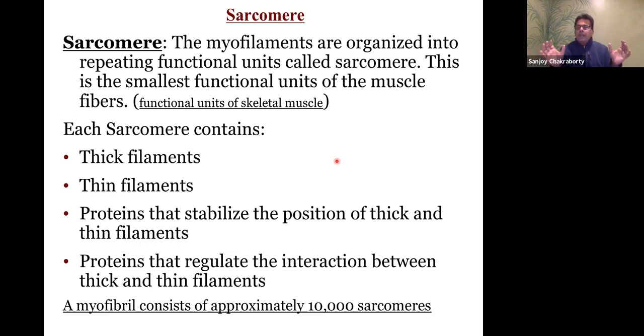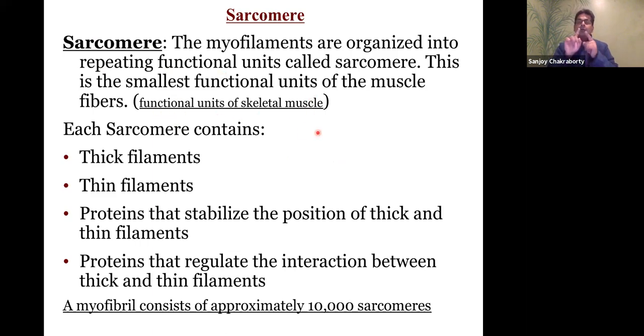Now imagine if each brick becomes slightly shorter, the whole wall will be shorter. That's your myofibril. That's exactly how it works. So each myofibril is nothing but those individual bricks, 10,000 of them. Each brick is the sarcomere. Sarcomere is a unit. That is why sarcomere is known as the functional unit of skeletal muscle.